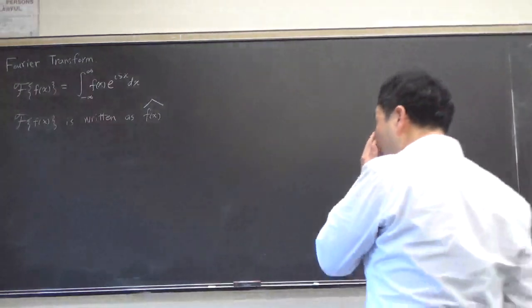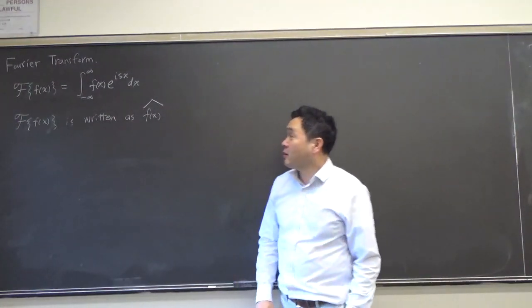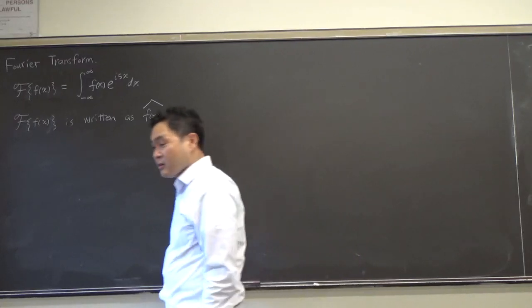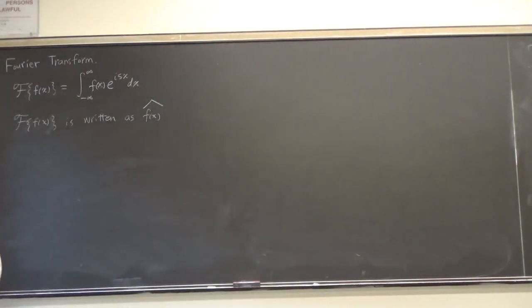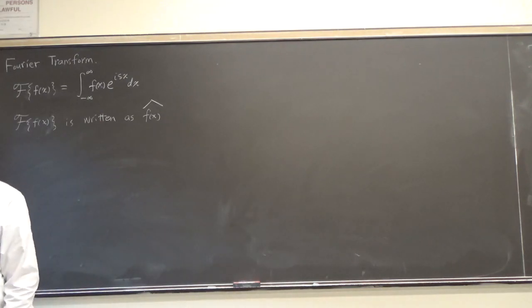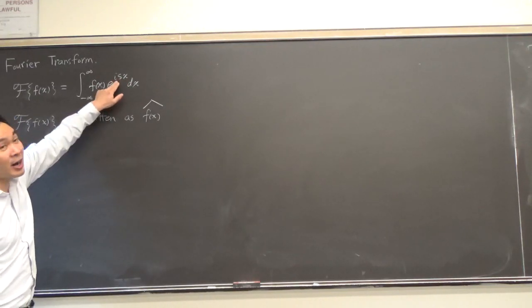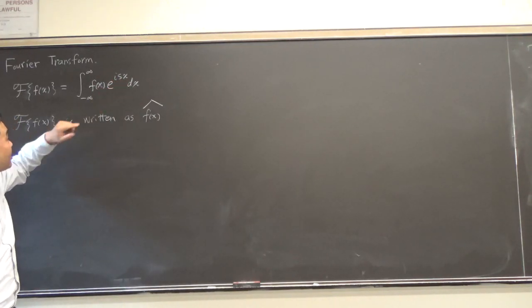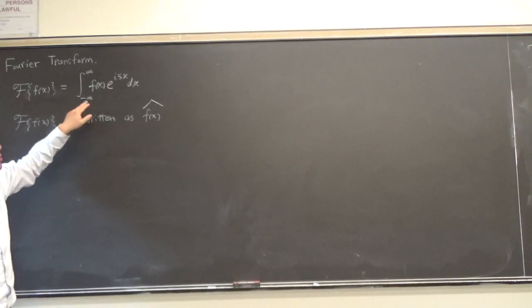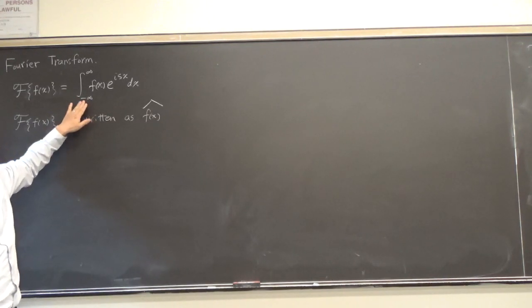Okay, now I want to introduce the Fourier transform. If you look at the formula, it looks very similar to the Laplace transform, right? The Laplace transform has negative Sx, or negative St, so instead of I, it has negative. And the integration is not from negative infinity to infinity, but it's from 0 to infinity.